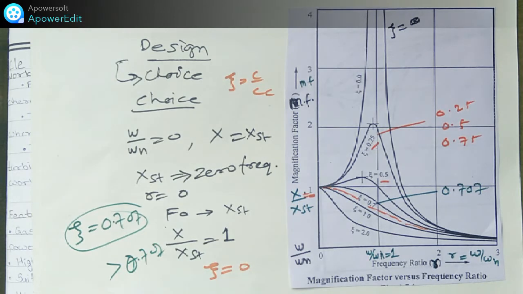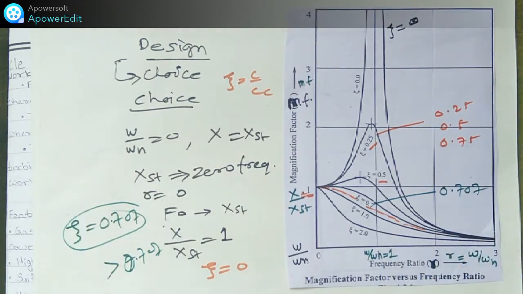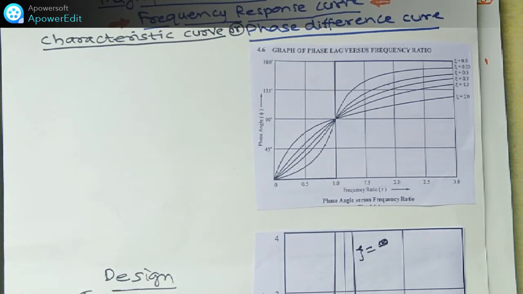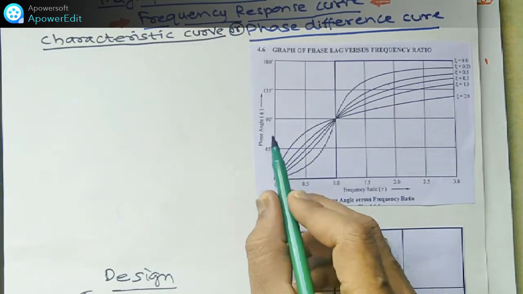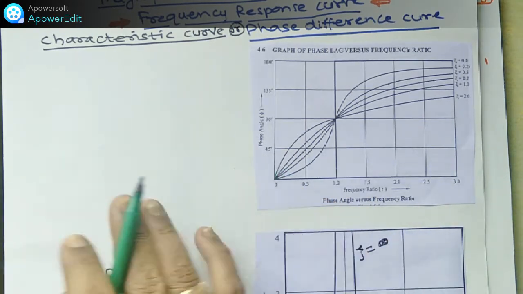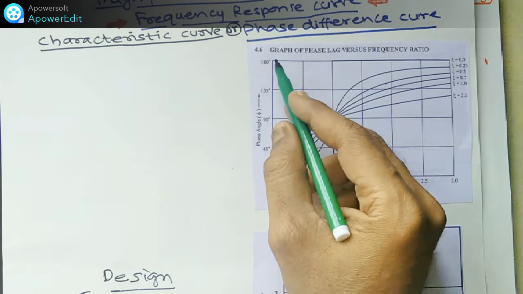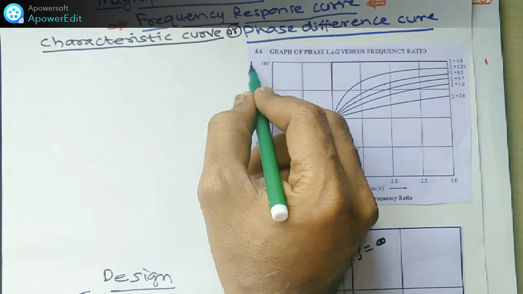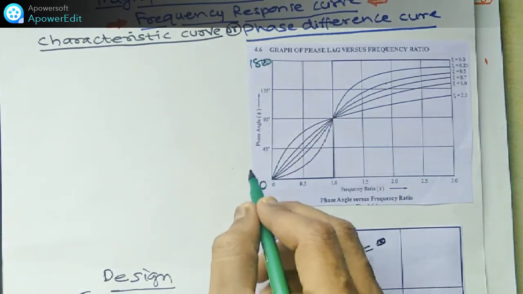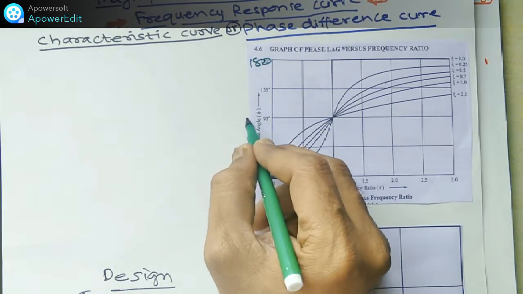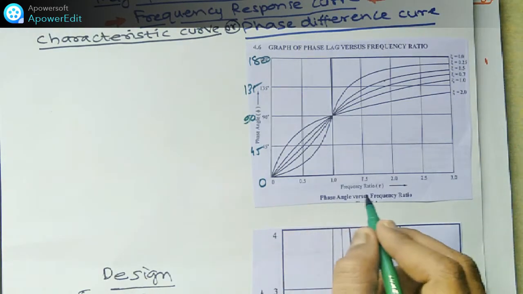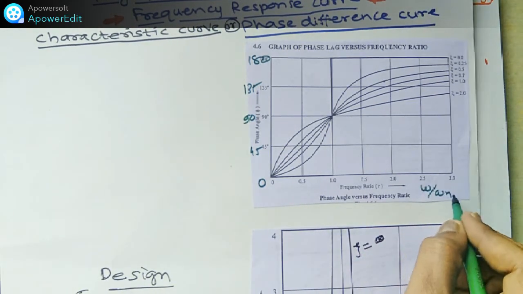Now we go to the phase difference diagram. In this graph, we plot the phase difference, meaning the phase angle. See here the phase angle from 0 to 180: 0, 45, 90, 135, 180. Here is the 0, this is 45, this is 90, this is 135, and this is 180 at the end. The ratio omega by omega n, the frequency ratio, goes from 0 to 3. This curve will go through this point.